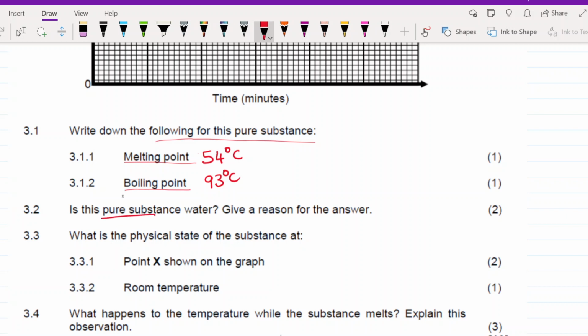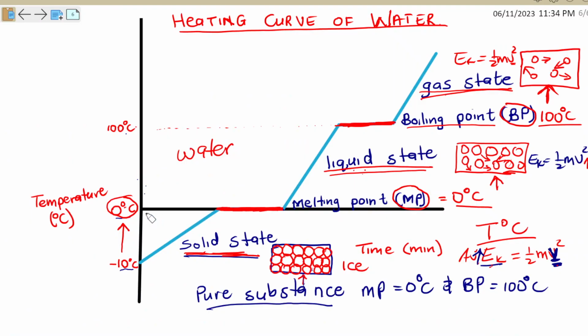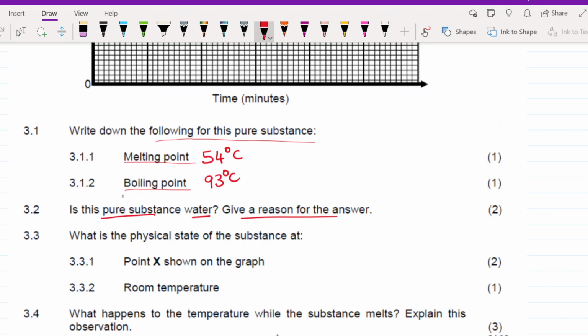3.2, is this pure substance water? Give a reason for your answer. We already stated that water must have a melting point of 0 and a boiling point of 100. So only these are the melting point of water and the boiling point of water. But this substance now, its melting point is 54. Its boiling point is 93. So this is not water.